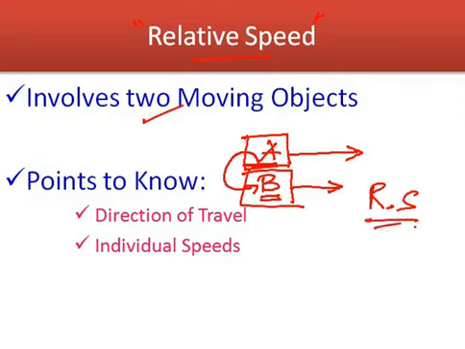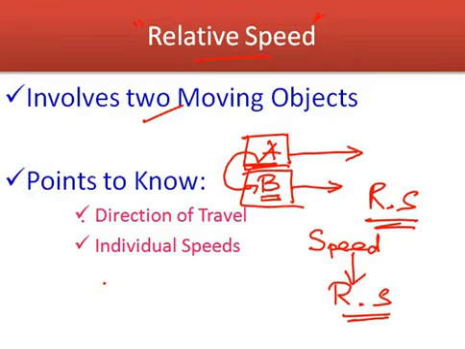So, in simple words, the speed of one moving object with respect to the speed of another moving object is relative speed. So, whenever we have questions where two moving objects are involved, the place where we use speed has to be replaced as relative speed. While solving questions based on relative speed, we should know about the direction of travel of both the objects and also the individual speeds. Why direction of travel?